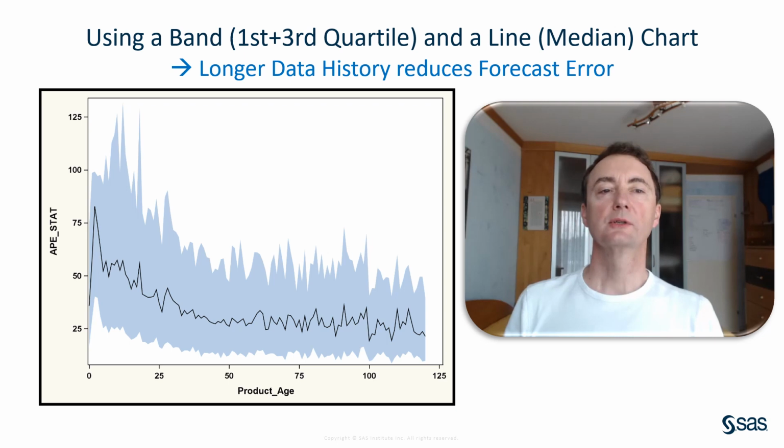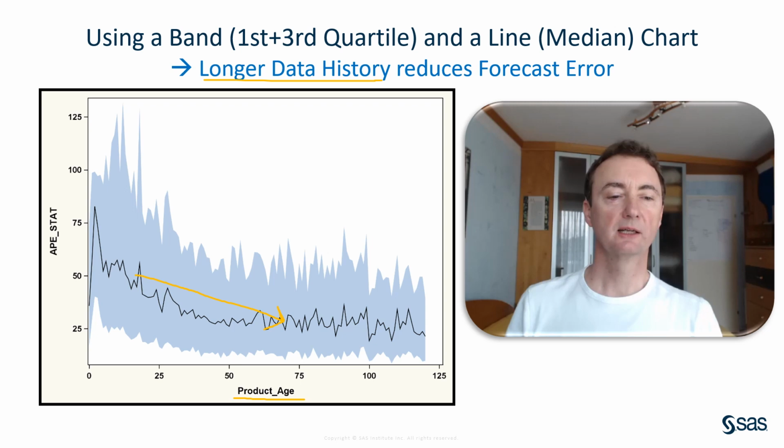We now would like to study in a little bit more detail potential variables that affect the size of the forecast error. First, we take a look at product age. A longer product age means that more historic data is available, meaning a longer data history is available. So we see over time that the forecast error decreases with increasing product age, with increasing data history.